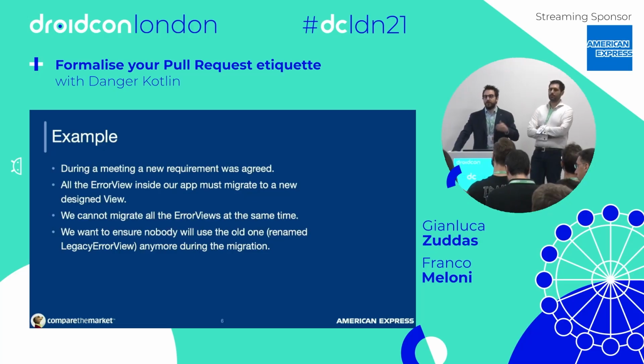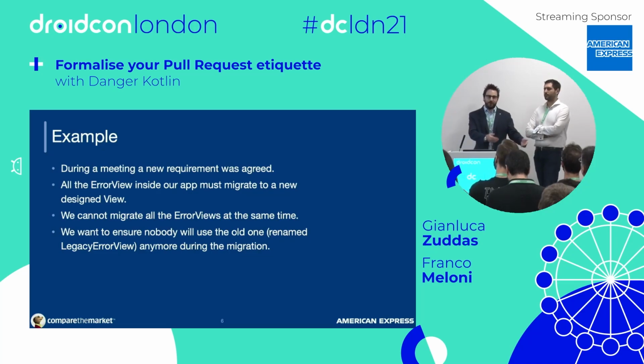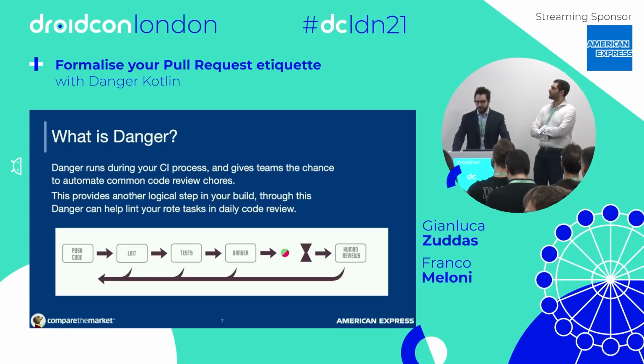A strategy might be, OK, we rename the old error view as legacy error view, and we create a new one. But during the migration, we need to be sure that no one actually uses the old one, and otherwise we have new instances to migrate. It would be nice to be able to automate this so that we don't have to go into every pull request and ask, did they actually use the legacy error view? A solution to this problem is Danger.